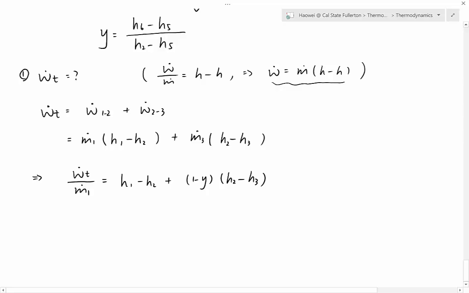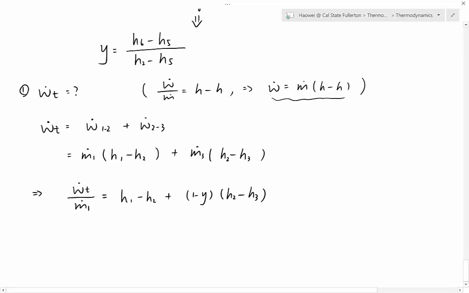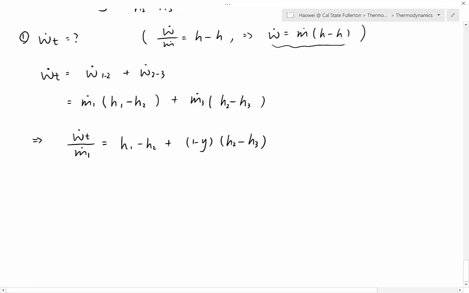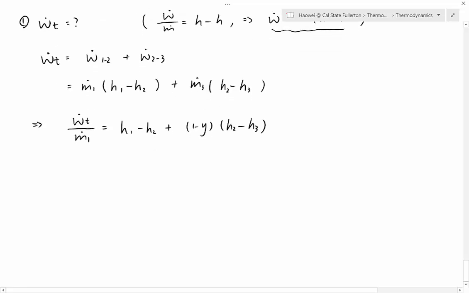So now take a look at the right hand side. What is the right hand side? The right hand side is just all the enthalpies, even if y is not in the format of enthalpies at this moment. But what is y? Take a look here. Y is also a function of enthalpies. So essentially, everything in the right hand side is just a function of enthalpies. Okay, so this is how much work can be generated.